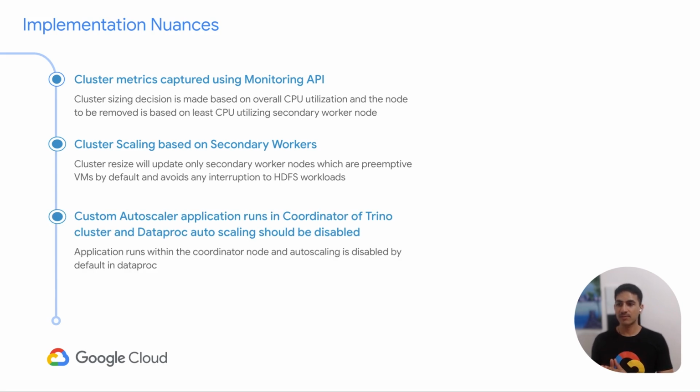Third, a custom autoscaler application runs on the coordinator of the Trino cluster, and the Dataproc inbuilt autoscaler should be disabled because otherwise the Dataproc autoscaler may spin up a worker in cases where we may have actually spun down. So we do not want these kinds of actions to be happening. When the Trino autoscaler, our solution, is working, we want the Dataproc autoscaler to be shut down or turned off.